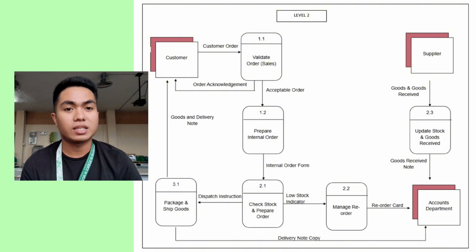Finally, the system completes the cycle upon the execution of 3.1, package and ship goods, ensuring that the customer receives the order items while the accounts department receives the delivery documentation for proper record keeping.